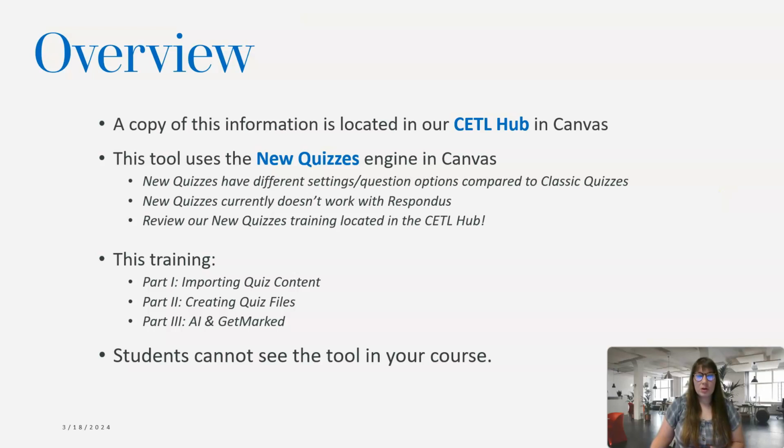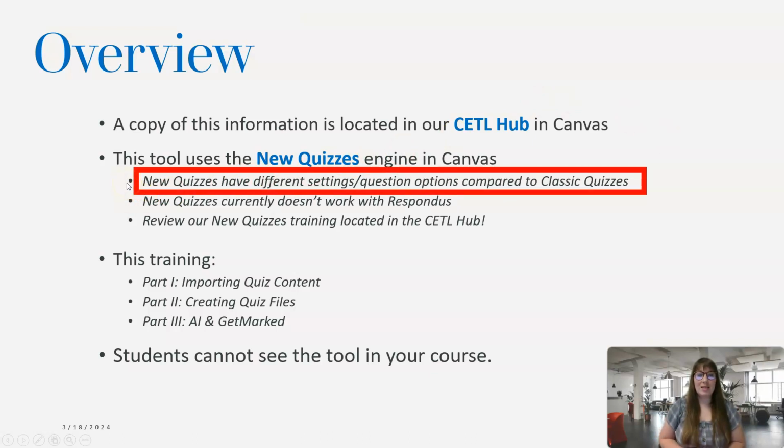A quick overview. GetMarked and this training is going to be located in our Seedle hub, and we're also going to have live trainings available for you as well. But this tool is using the new quizzes engine in Canvas. And if you missed our new quizzes workshop, there are a couple things I want to point out really quickly because these can make a big impact on how you might or might not use this tool in your courses. So right here it says that new quizzes have different settings and question options compared to classic quizzes. So if you don't want to use any new quizzes whatsoever in your course, then this tool isn't going to be useful for you.